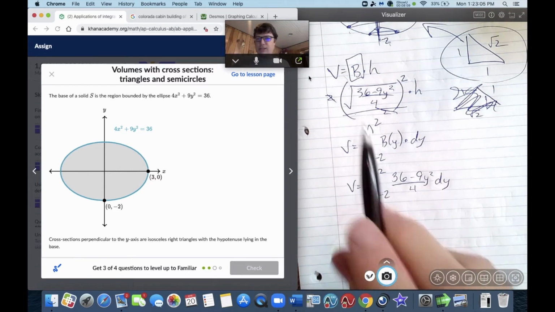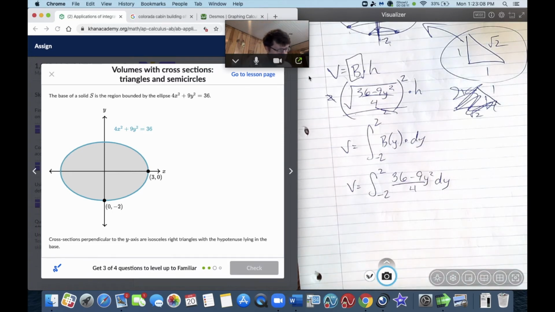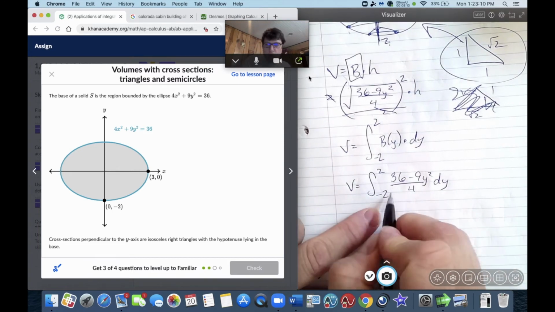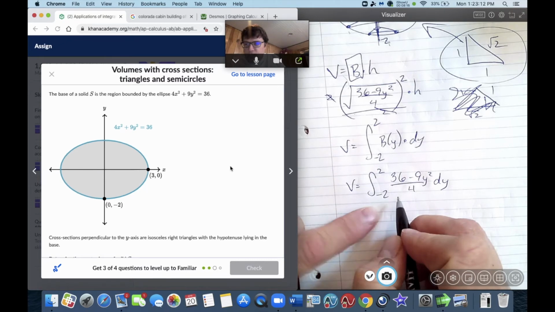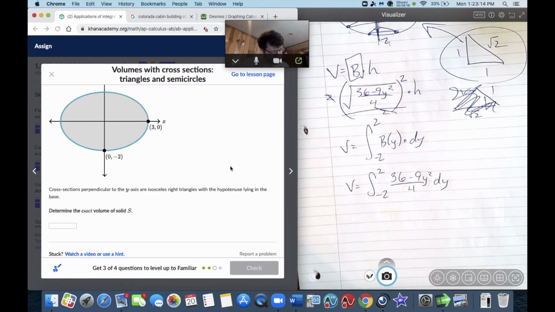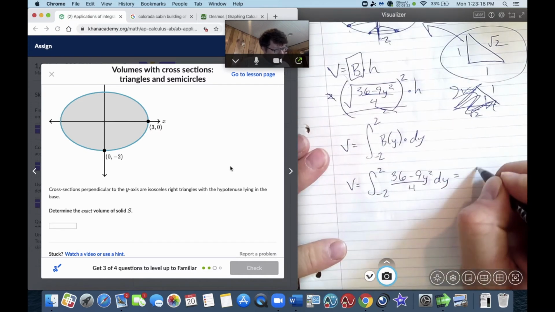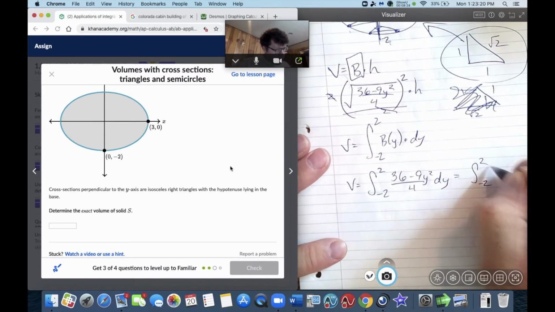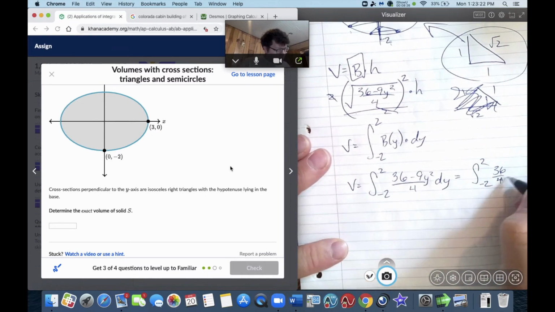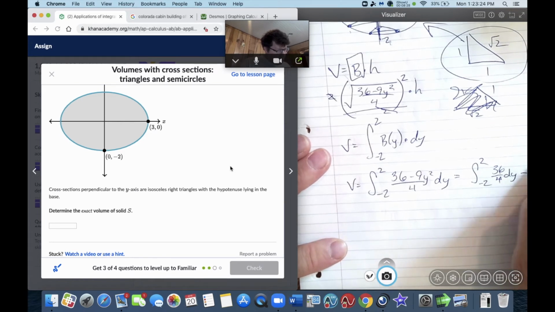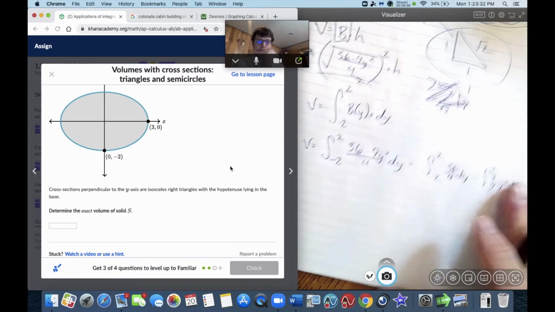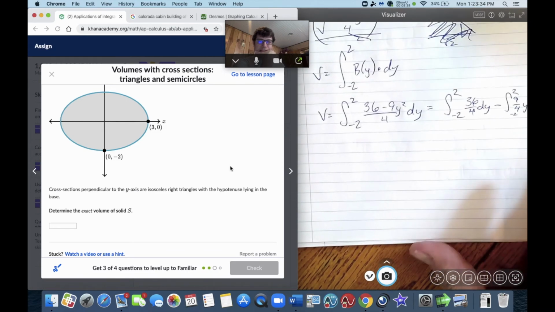Okay, so then we're going to go ahead and do this integral. We want an exact answer. Are we typing it? Yeah, we are. So I can further do this: the integral from -2 to 2 of 36 over 4 dy, minus the integral from -2 to 2 of 9 over 4 y squared dy. Does that do anything? Okay, the first part does.